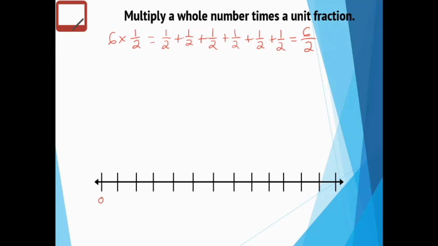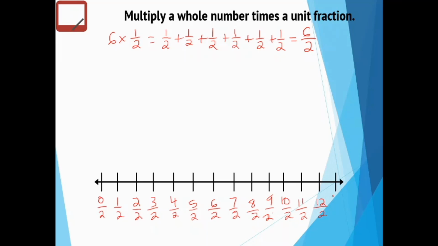Now I'm going to go ahead and number my number line. This is 0 out of 2. That's 1 out of 2. That's 2 out of 2, 3 out of 2, 4 out of 2, 5 out of 2, 6 out of 2, 7 out of 2, 8 out of 2, 9 out of 2, 10 out of 2, 11 out of 2, 12 out of 2, and 13 out of 2.